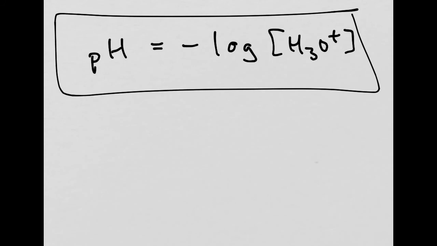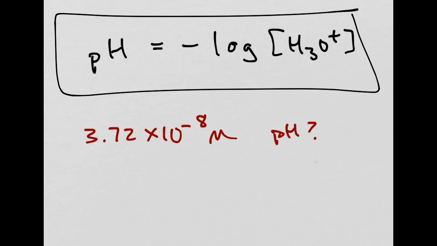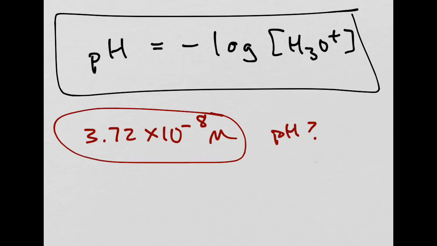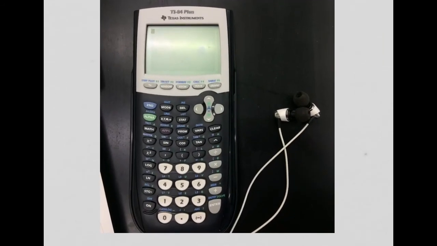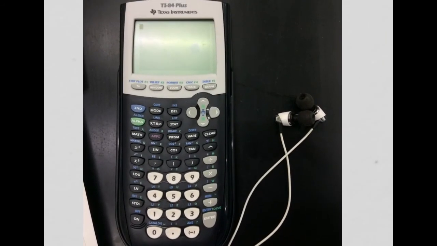Okay, so let's say I give you a really easy question, such as a sample of my blood has a hydronium concentration of 3.72 times 10 to the minus 8, and I want to know what the pH of my blood is. So don't forget this. This is going to be important. Let's go over here and take a look at the calculator so I can tell you how to do this.